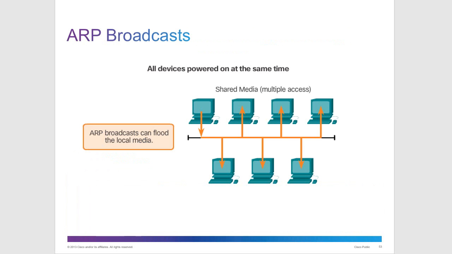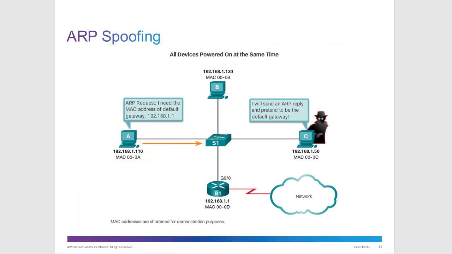ARP issues. ARP can flood your network with traffic, especially if devices power on at the same time. They're all trying to discover who their neighbors are and how to contact them. So that can cause congestion in your network. And also you have people who could ARP spoof by replying to an ARP request saying that they have the MAC you're looking for, even though they don't. So they want to intercept your traffic. This is the type of man-in-the-middle attack that you would have. So ARP spoofing would be somebody trying to pretend that they are some device in your network that they aren't.